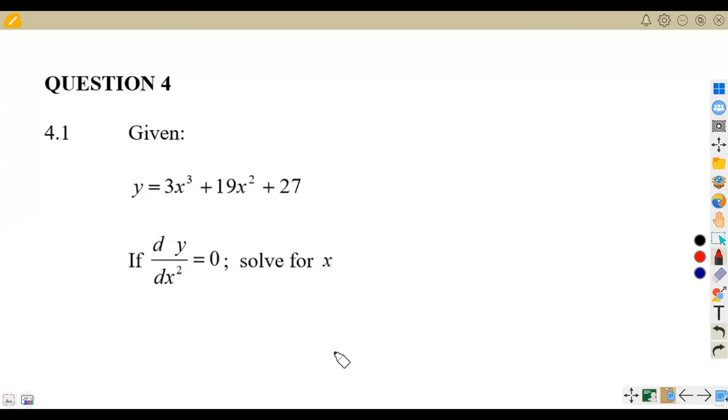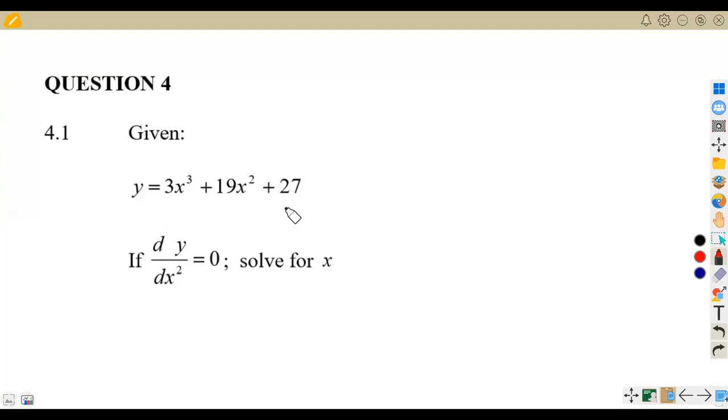So in this platform, I've got a question that is going to focus on differentiation, which is taken from the question paper of April 2015. We've got question number 4. Let us quickly rush through the questions and see what we're supposed to do.